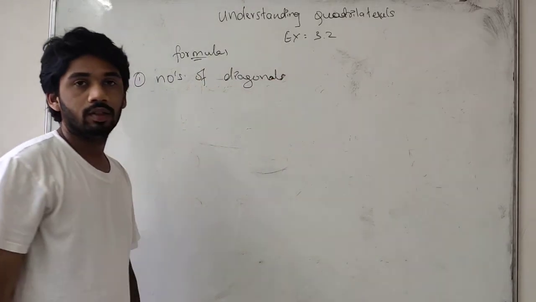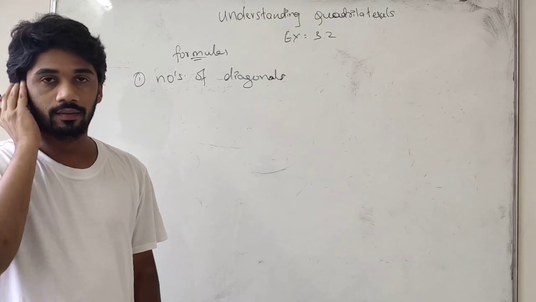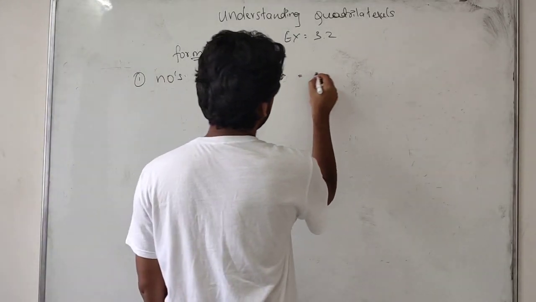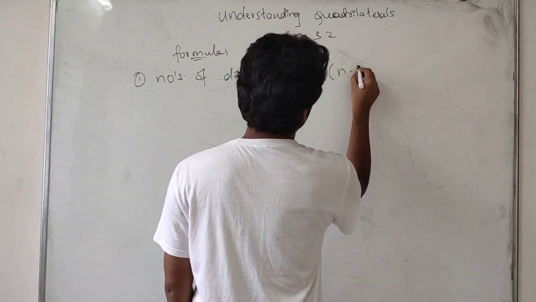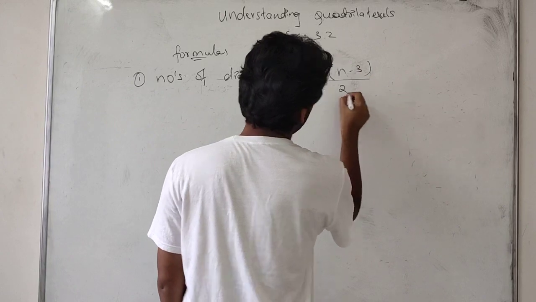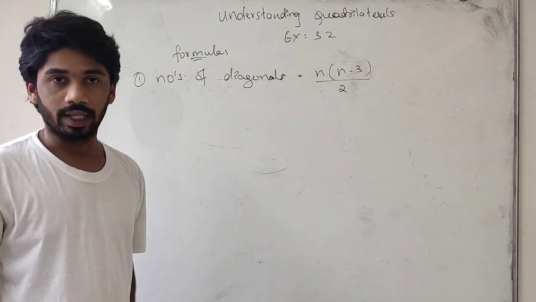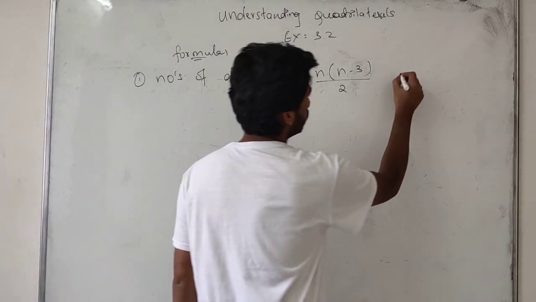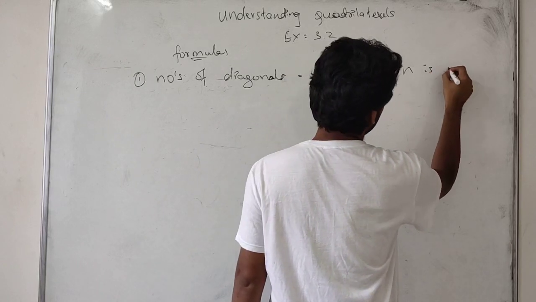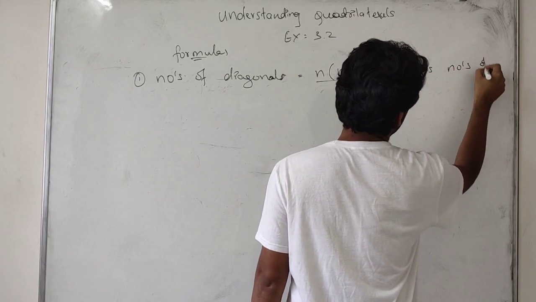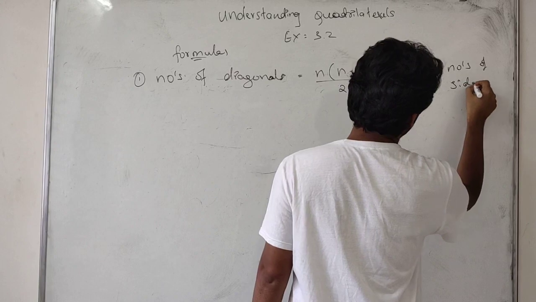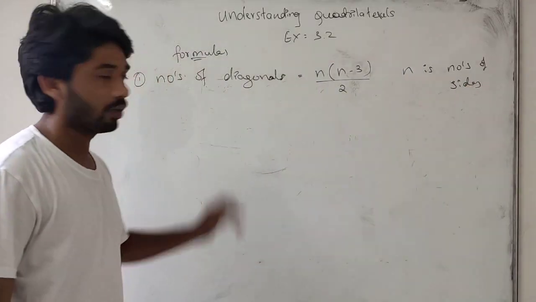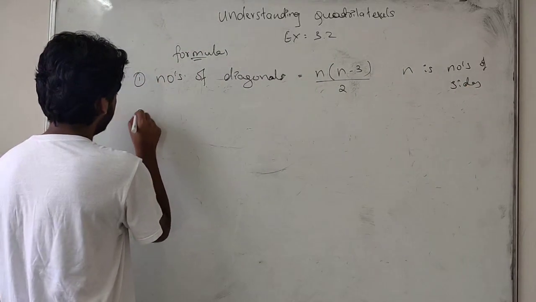Number of diagonals. To find the number of diagonals, there is a formula: n(n minus 3) by 2, where n is the number of sides. Okay, first formula. Second one.